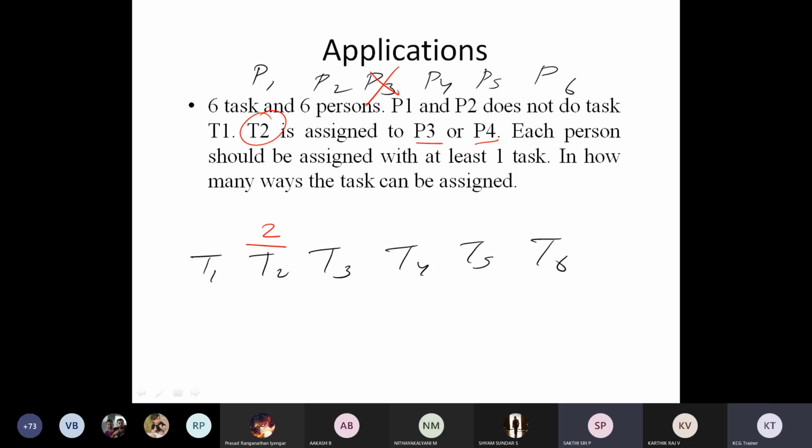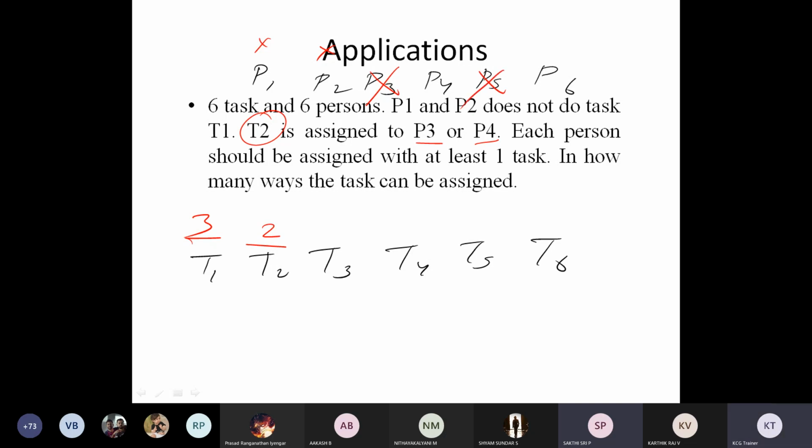So I am removing P3 because he already got 1 task, so he will not get any other task. I am removing him from the list. Now come to T1. In this T1, P1 and P2 should not do task 1. P3 already got a task. How many people remaining for task 1? P4, P5, P6. So there are 3 possibilities. Out of the 3, I'll remove 1 person, P5.